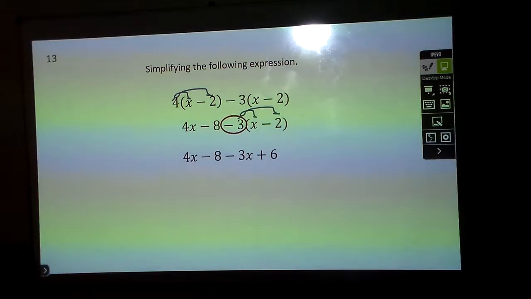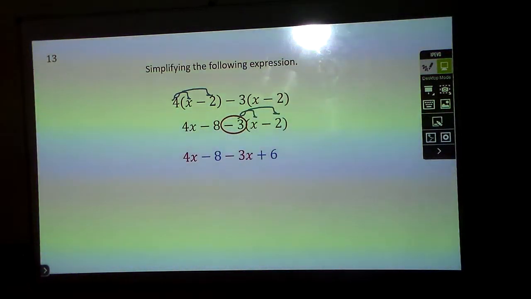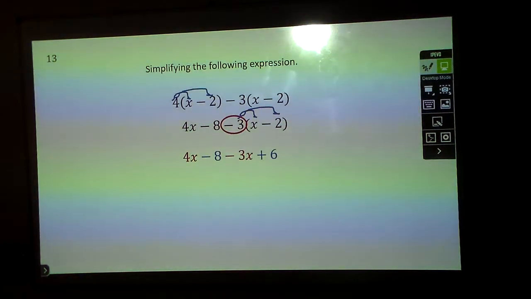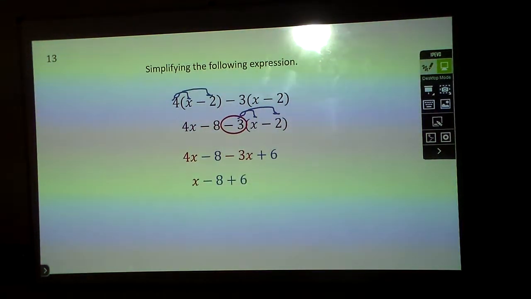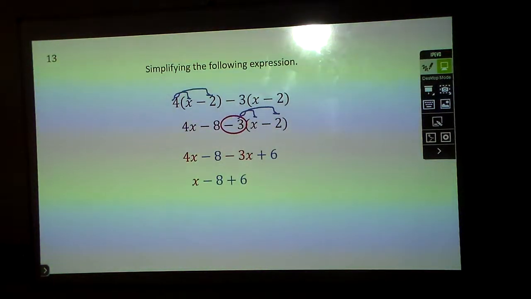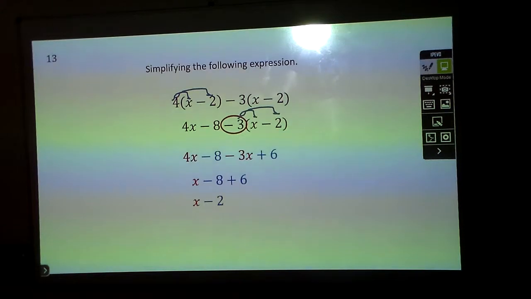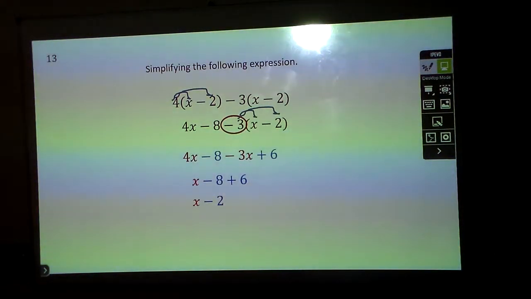Now, I can look up here, can I put anything together? Well, yes, I can. I can put the x's together and the numbers together. So first off, I'm going to start with 4x minus 3x, which basically is 1x. And I can do the negative 8 plus 6. So I'm in teacher mode. I don't know that I would write that step down here. I'd probably go straight to that right there, because negative 8 plus 6 is negative 2, so x minus 2. Notice I did not solve.